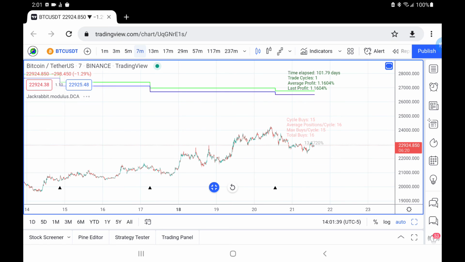7-minute. Okay, the 7-minute trade cycle took on some accumulation. 16 positions though, and it's in the deepest of that trade cycle. So that would be expected and realistic. But it's still a very good approach. When you figure 101 days, 16 positions in that long of a time frame really isn't that bad.